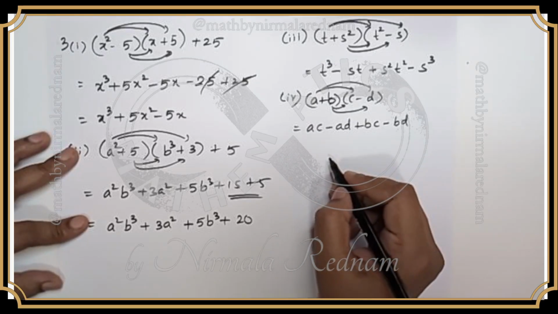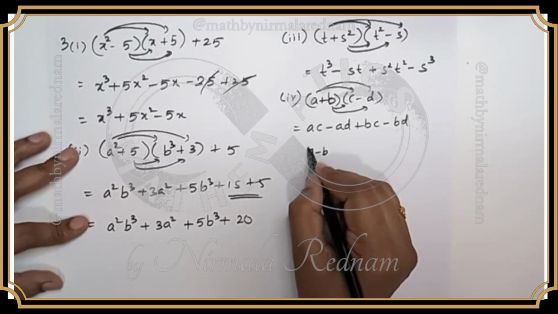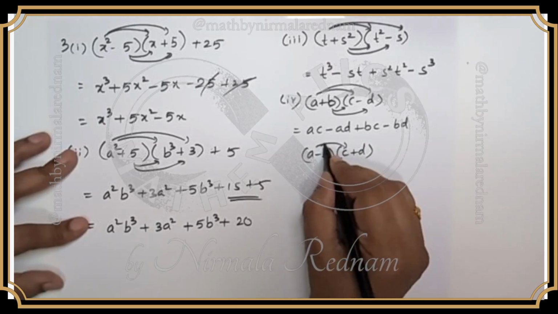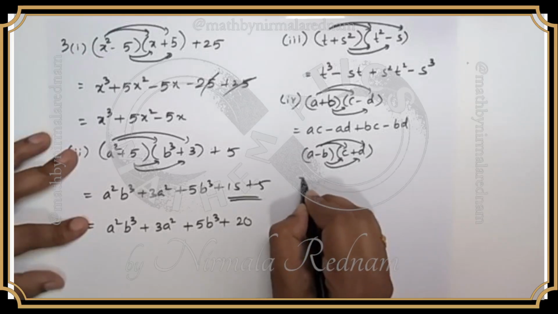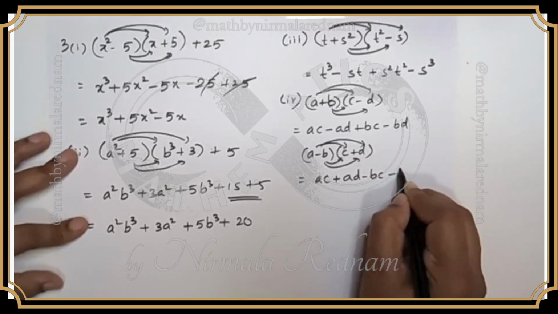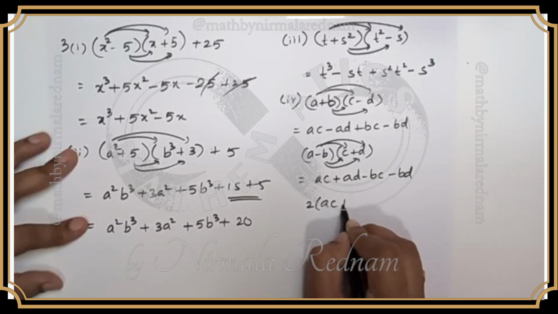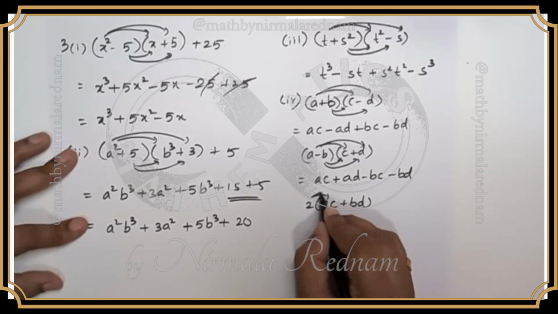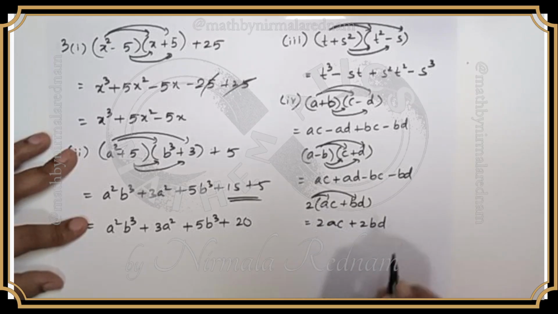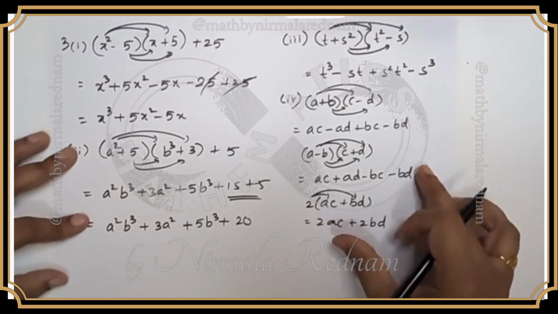Next I have A minus B into C plus D, right? Again two binomials. This is AC plus AD minus BC minus BD. And then I have 2 into AC plus BD, which is nothing but 2AC plus 2BD. Now what they have done is they have added these three algebraic expressions.